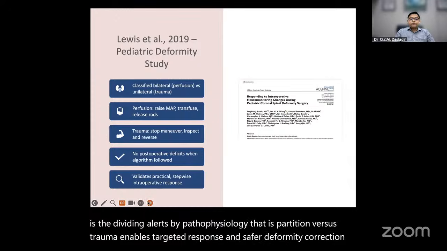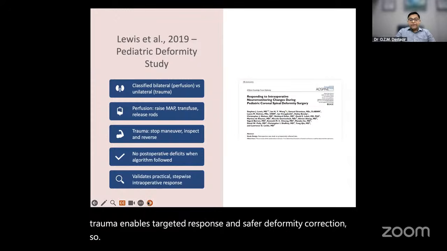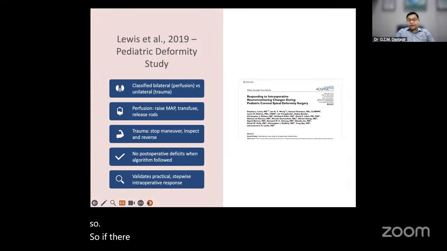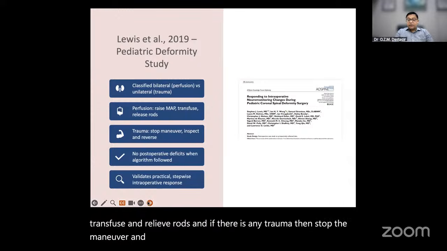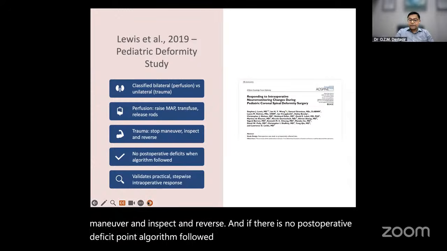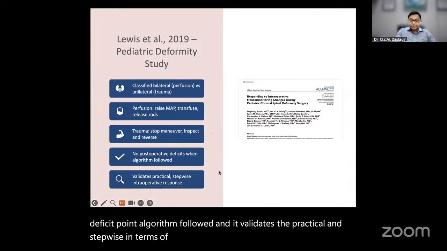So if there is a perfusion problem, raise the mean arterial pressure, transfuse, and release the rods. And if there is trauma, then stop the maneuver, inspect, and reverse. There was no post-operative deficit when the algorithm was followed, and it validates the practical, stepwise intraoperative response.